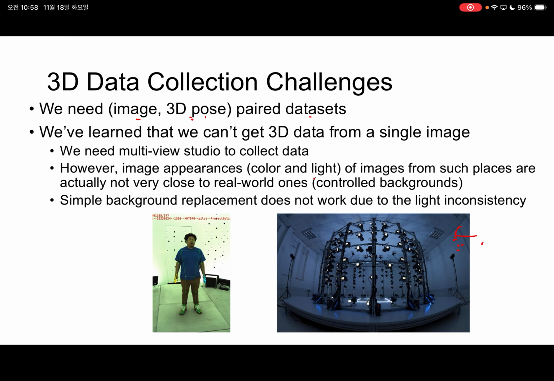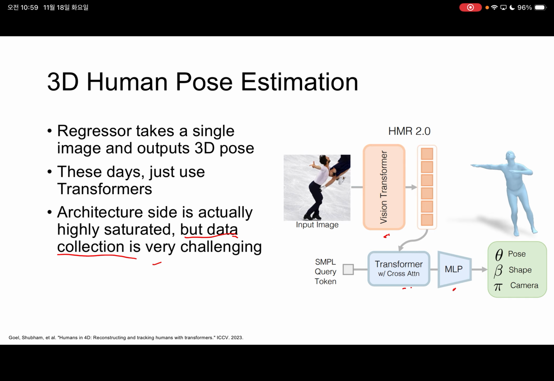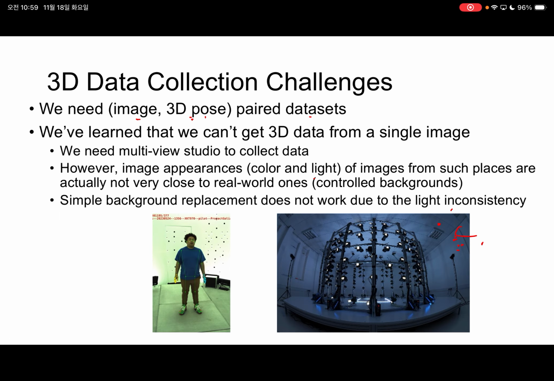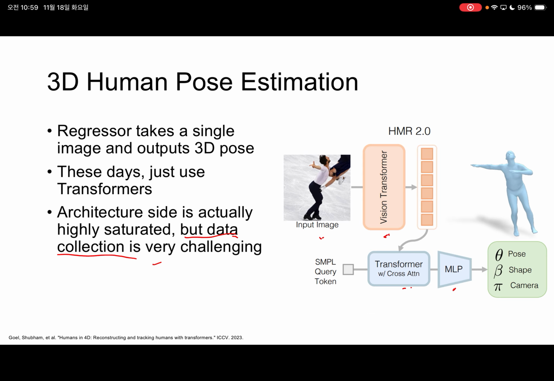All this kind of variance cannot be included in this kind of multi-view setup, right? So some system that's trained only on these images will not generalize to in-the-world images. Let's say we have this kind of system, and the input image is always from this studio. Bluish background, lots of cameras in the background.